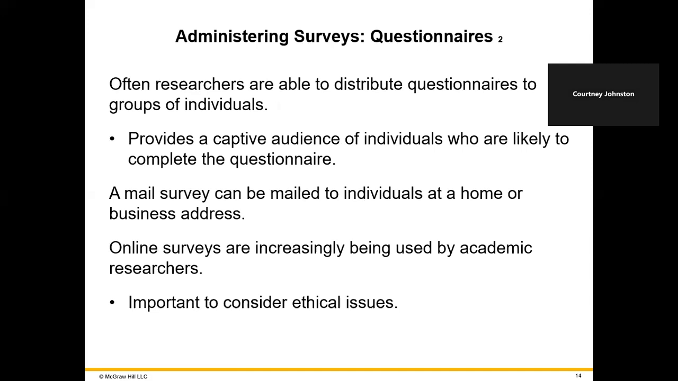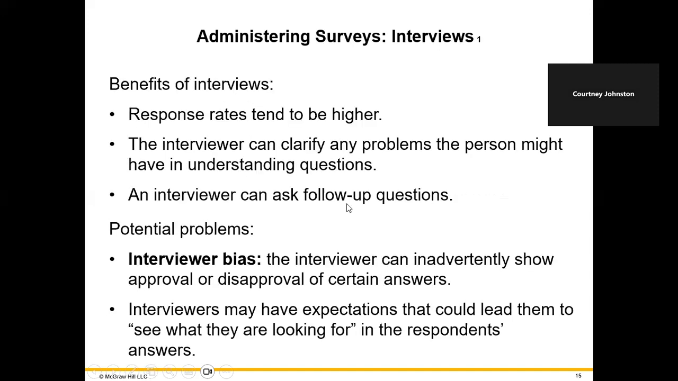Often researchers are able to distribute questionnaires to groups of individuals, and it provides a captive audience who are likely to complete the questionnaire. A mail survey can be mailed to a home or business address. That's not as likely anymore. Online surveys are going to be much more likely. Now, when you do yours, you can do it pencil and paper, hand it out to people, or you're welcome to do it online, send people a link. And you might want to use SurveyMonkey to do that. And it is obviously important to consider ethical issues like we've talked about in the past.